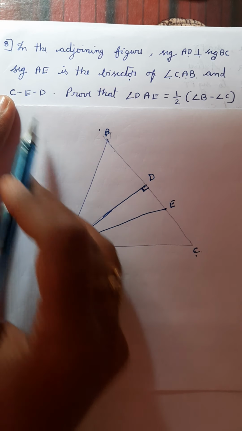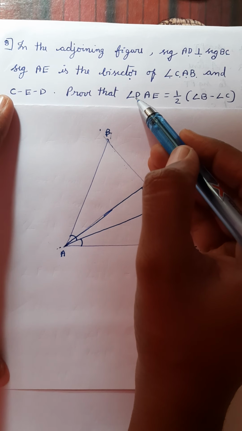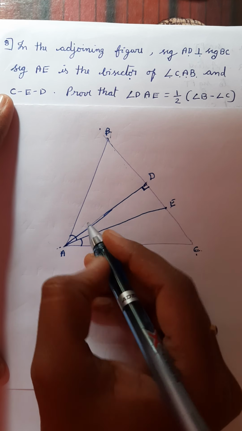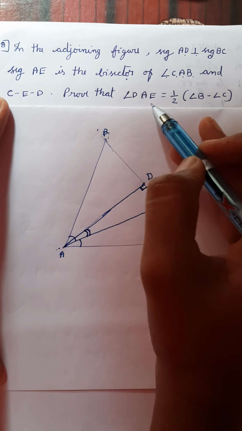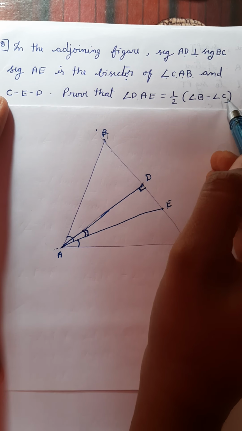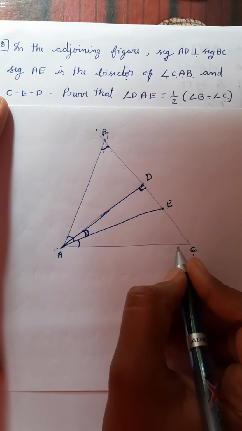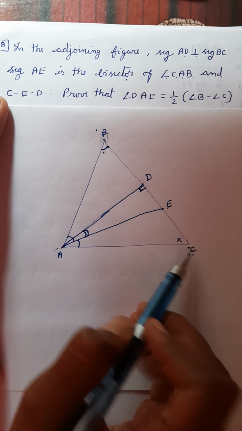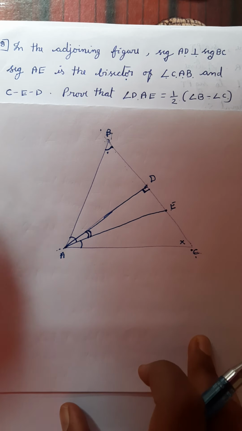Okay, and C, E, D are in a straight line. So prove that angle DAE, where is DAE? DAE is in the middle. This is the very important angle we have to focus on. Angle DAE is equal to half of angle B minus angle C. Angle B minus angle C, measure into half. This we will prove.